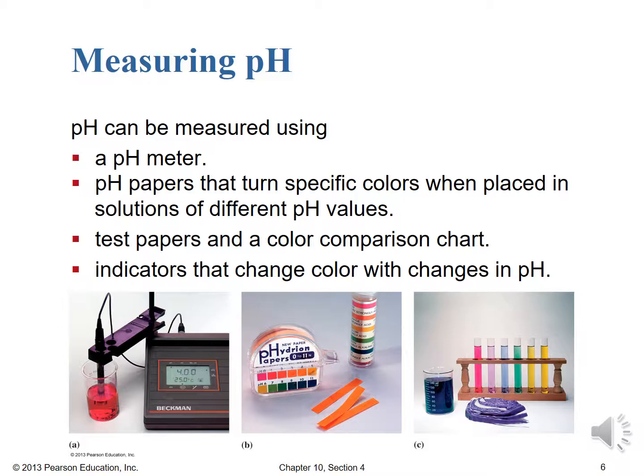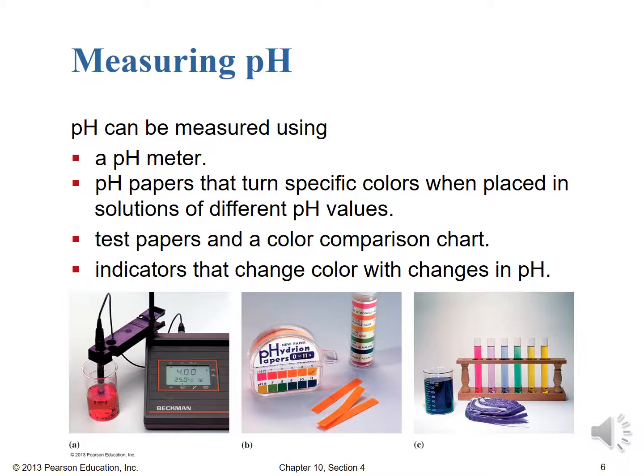pH papers have been around for a long time, and they can be found that have specific color changes when placed in solutions of different pH values, like we see in that middle picture there. There's also test papers with a color comparison chart that we see where you can at least get a reasonable value between, say, pH 0 and 11 on those papers. If it was less than 0 or greater than 11, you wouldn't see a color change, though, so that is a drawback there.